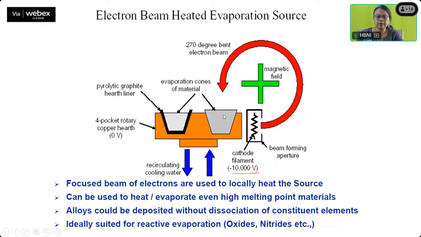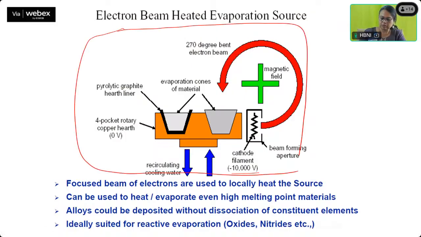Because of the electron beam falling, there will be localized heating. The oxide gets heated, so we can go to very high temperature. And because this material is going to very high temperature, the hearth is water cooled, so there will be some water circulation inside. And then this whole setup is kept inside the vacuum chamber. So we again have a vacuum chamber, everything goes inside.